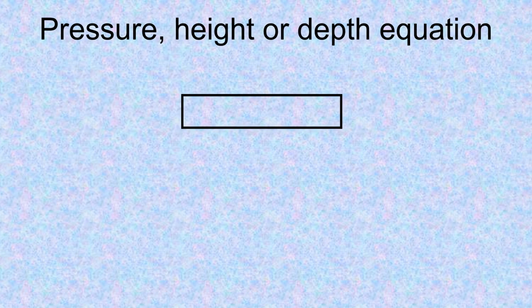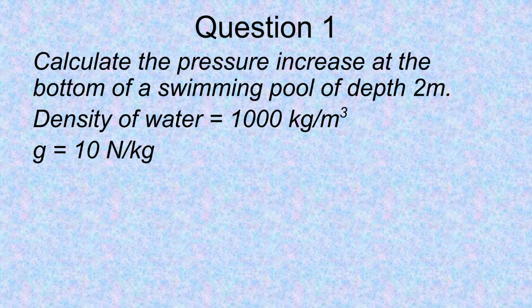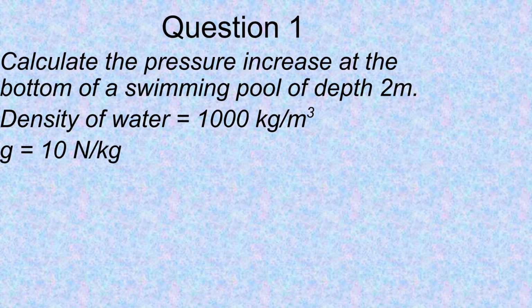The pressure in a liquid or gas at any specific point acts equally in all directions, as illustrated by the arrows shown. Pressure in a liquid or gas also increases with depth, as the weight of the fluid column above increases with depth. The pressure difference equation is pressure difference equals height times density times gravitational field strength, or P equals h times rho times g.